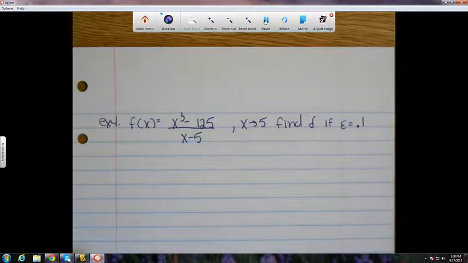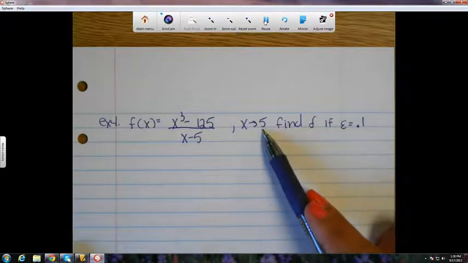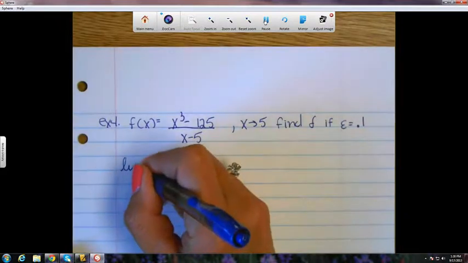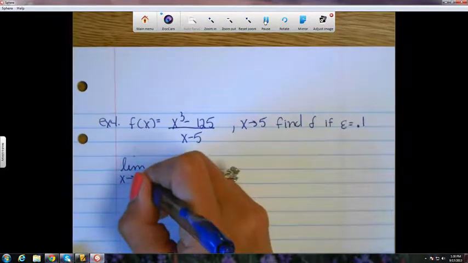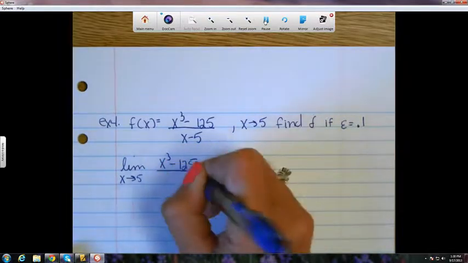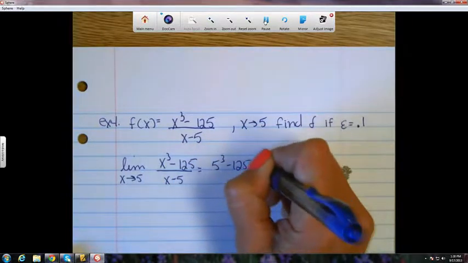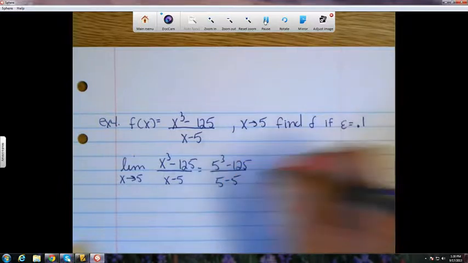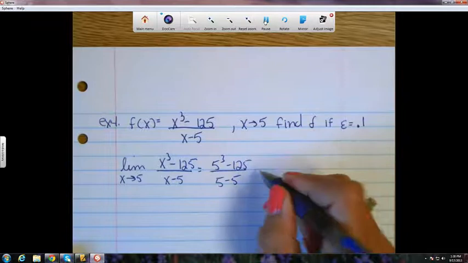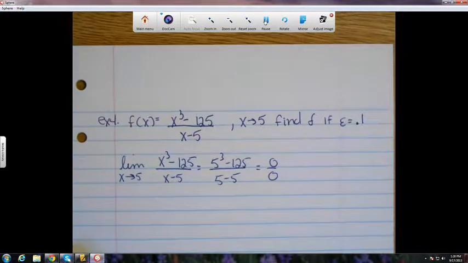Okay, so we're going to do everything algebraically. In order to find delta, you still have to find the limit first. You have to know that. So we've got to find the limit as x approaches 5 of x cubed minus 125 over x minus 5. 5 cubed minus 125. 5 cubed is 125. I'm going to get the 0 over 0, the indeterminate, which says we can factor and remove the discontinuity.